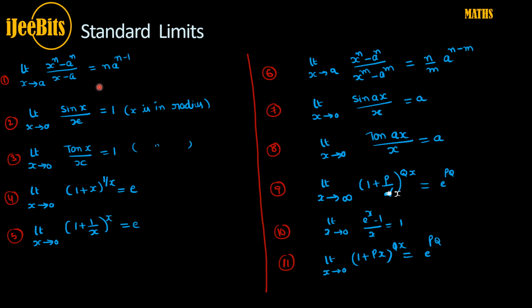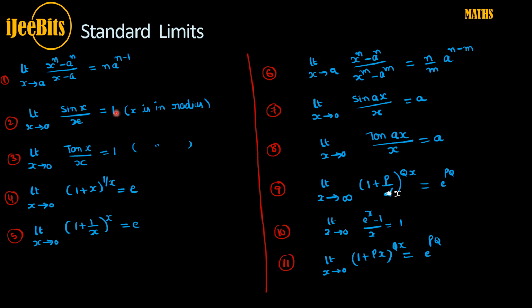This is the formula. Similarly, if you have something like this, (x to the power of n minus a to the power of n) divided by (x to the power of m minus a to the power of m) when x tends to a, then you have to say n by m, a to the power of n minus m. So both are related, if you can correlate them, I think you'll understand. This is how you will be getting these sums.